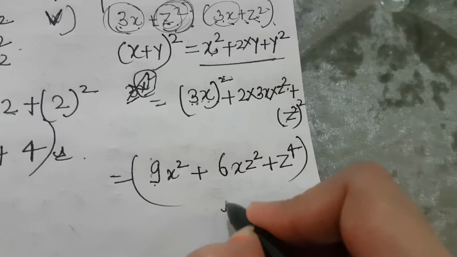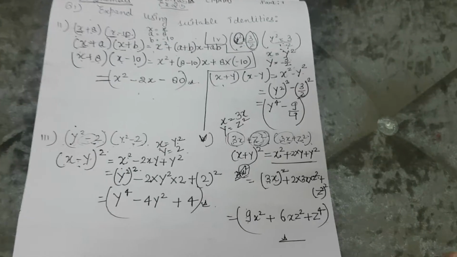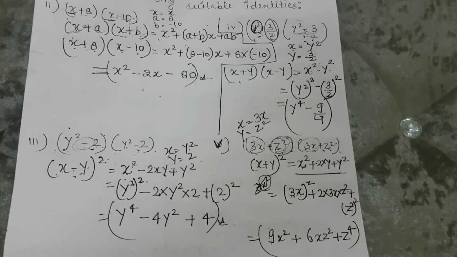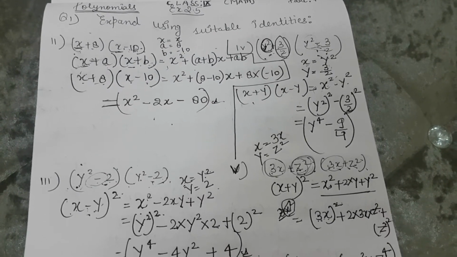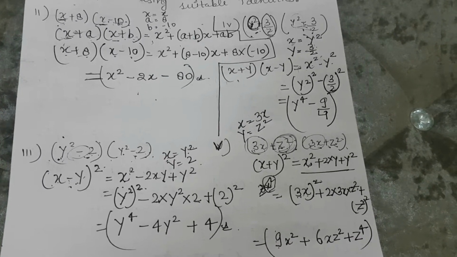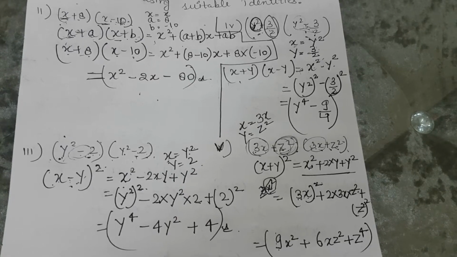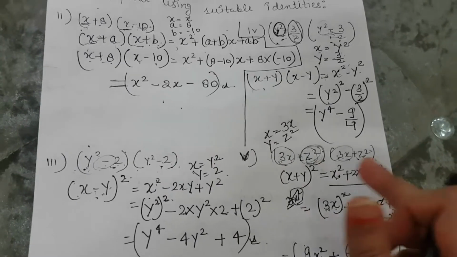So this is the answer. Clear? So now in the first question I took 4 parts. In these 4 parts we are using different identities, and the question was to expand using suitable identities. So first we think which identity will suit here, then we have calculated. Fine. Now come to the fourth question.